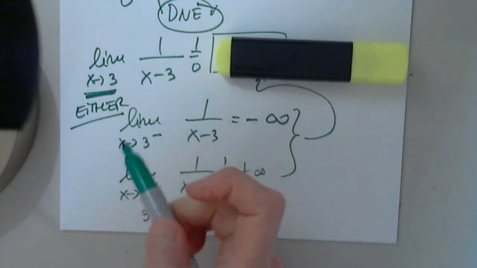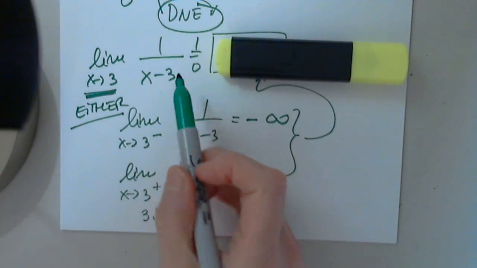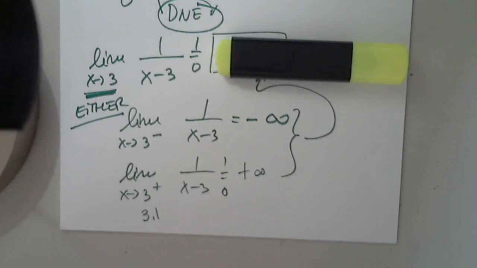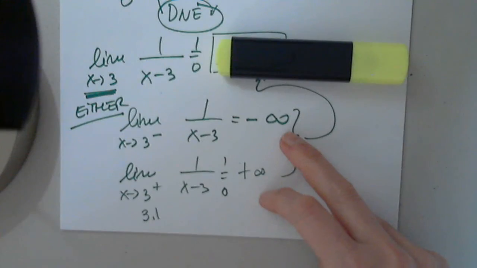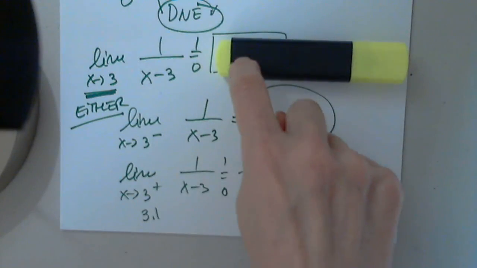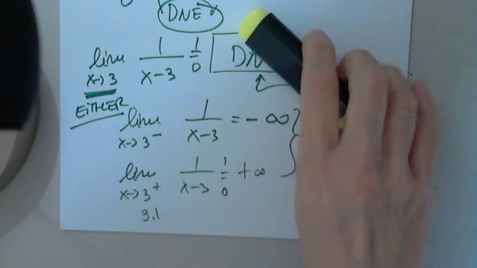And this could happen. If I change this and put power 2, that could happen. Or if I change something else at the top. So they may be the same. If they are the same, I have to write it here. If they're not the same, then I have to write DNE.